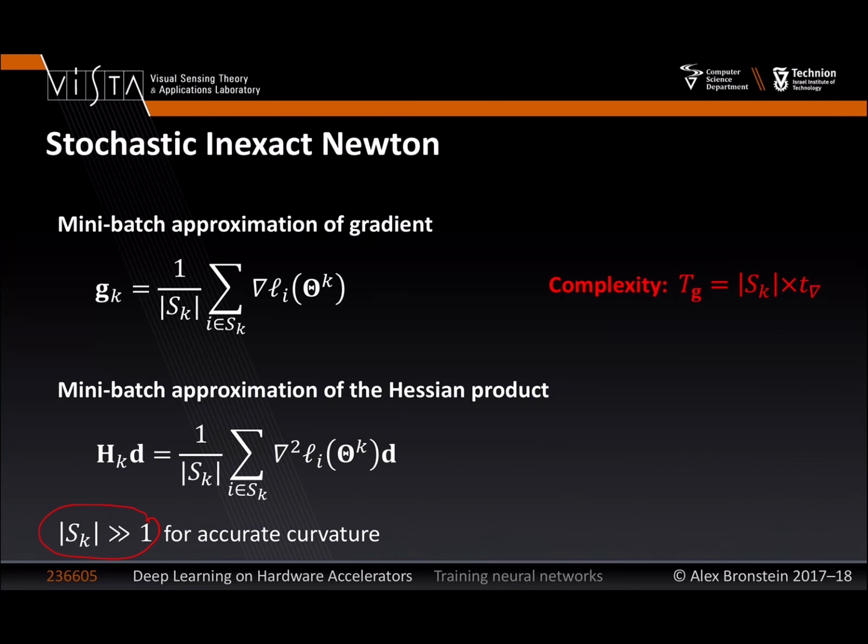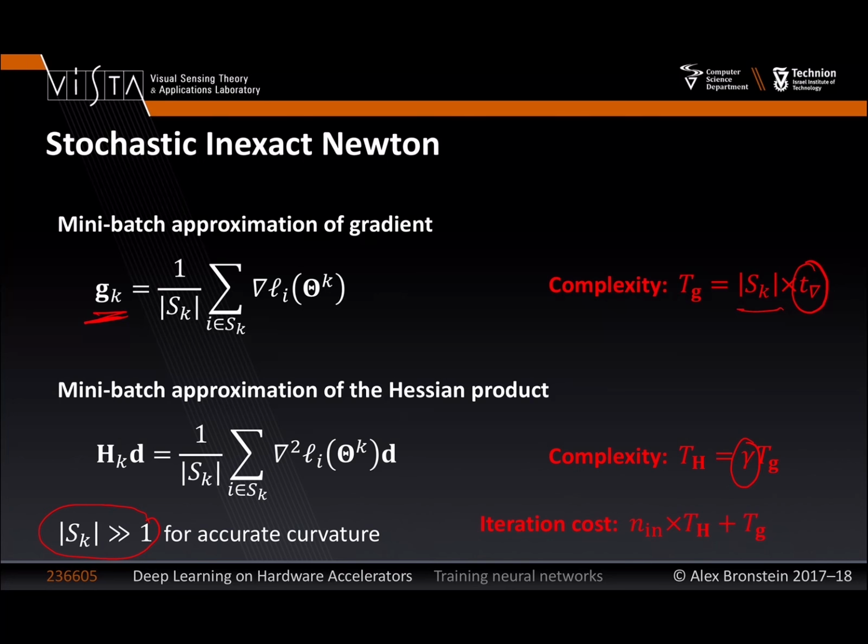It has to be tens or hundreds of samples. So the complexity here. Let's assume that this T nabla is the amount of time it takes me to evaluate a single gradient. Okay, so the complexity of evaluating GK is the size of the mini batch times this unit of time that it takes me to evaluate a single gradient. Now, for the Hessian, let's assume that there is some constant gamma that costs me to evaluate a single Hessian or a single Hessian product in terms of the gradient. So usually a Hessian product takes more than the gradient, and this gamma is exactly by how much more. Okay, so it's a multiplicative factor.